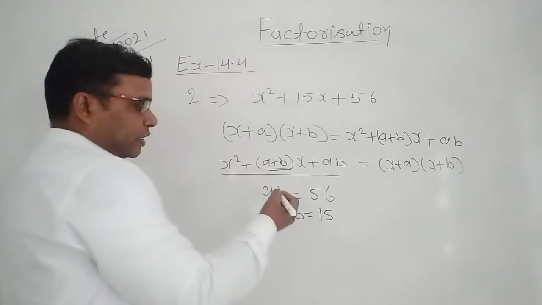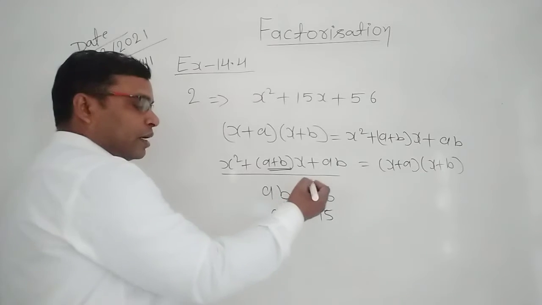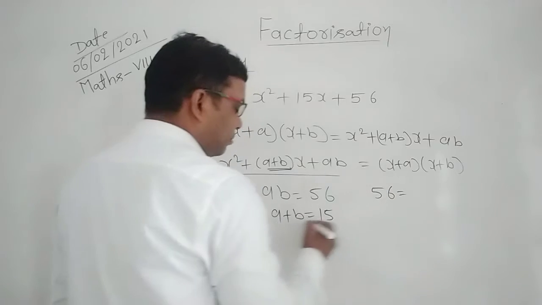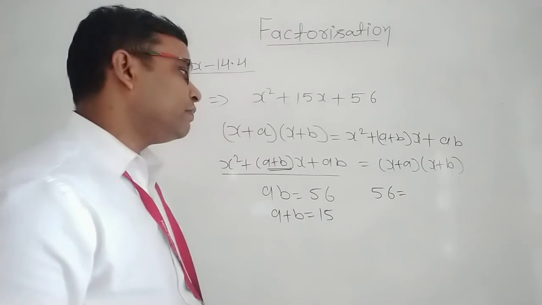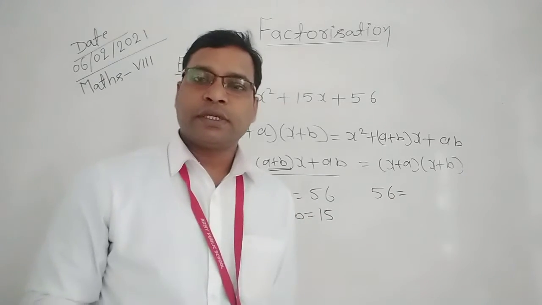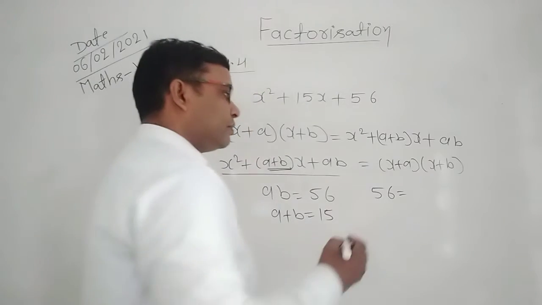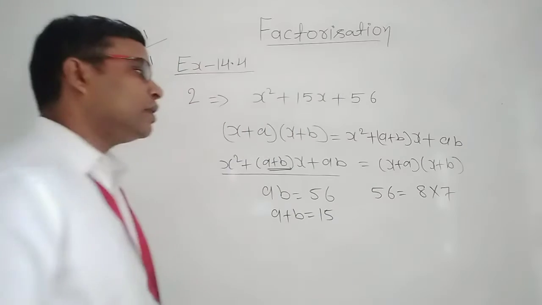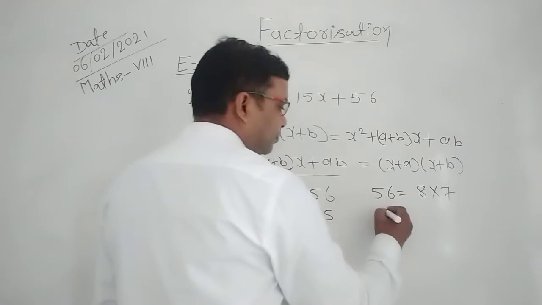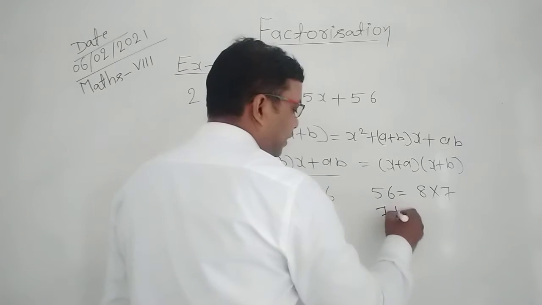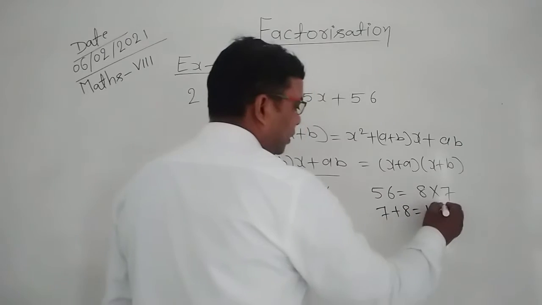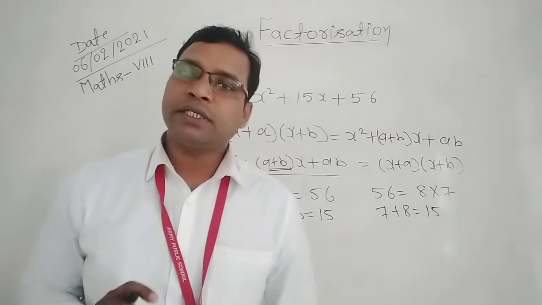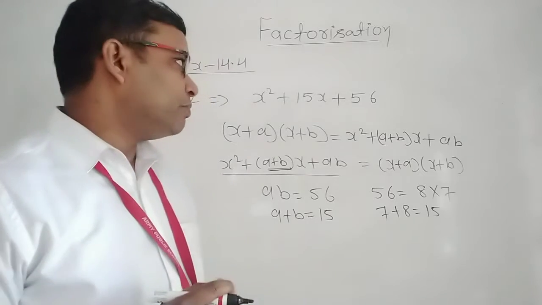So student, here you can see, we find the factors of the constant term such that their sum is 15. So basically you know very well, 56 is 8 times 7. And if you sum them, then you get 7 plus 8, which is equal to 15. So here we find the factors of 56 such that their product is 56, but their sum is the coefficient of the variable, it means 15.